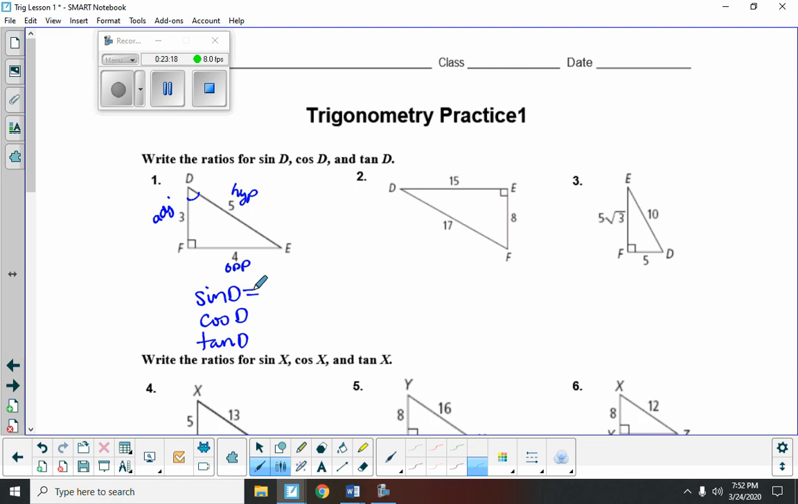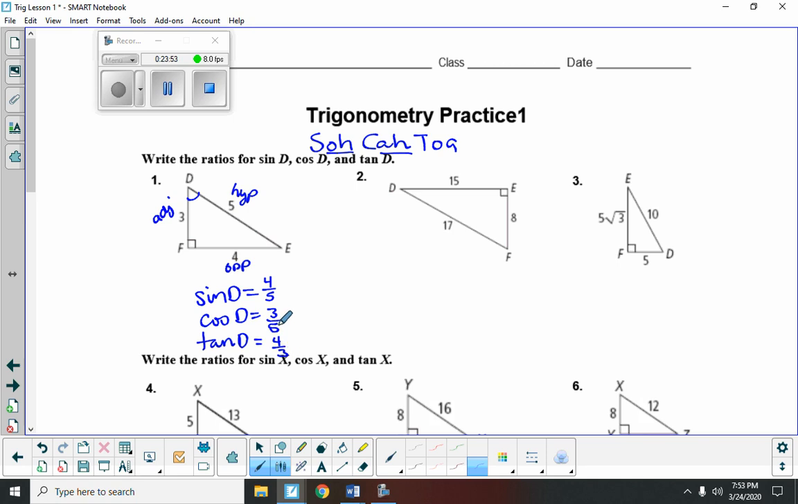So sine is, I'm going to write SOHCAHTOA here. Sine is opposite over the hypotenuse. So the opposite is 4, the hypotenuse is 5. Cosine, the adjacent is 3, and the hypotenuse is 5. Adjacent over hypotenuse. Tangent is opposite over adjacent, 4 over 3. And those are your answers. That's it. You should reduce the fractions if you can.